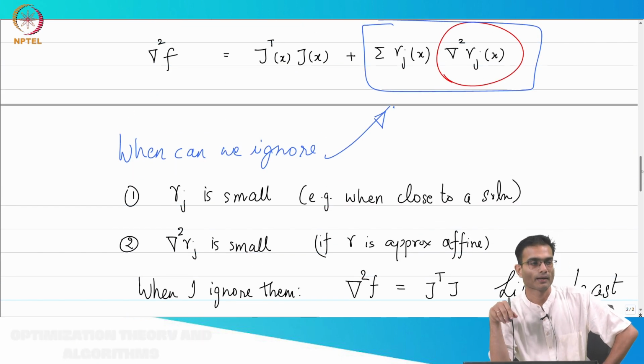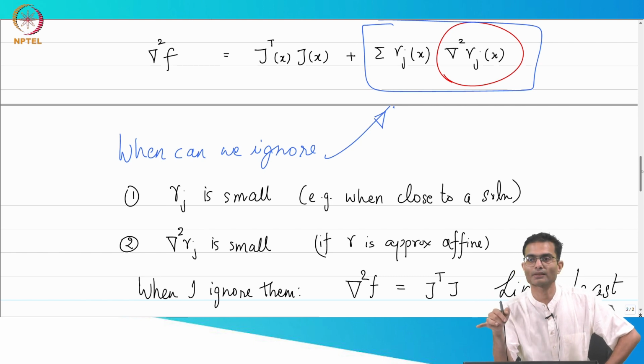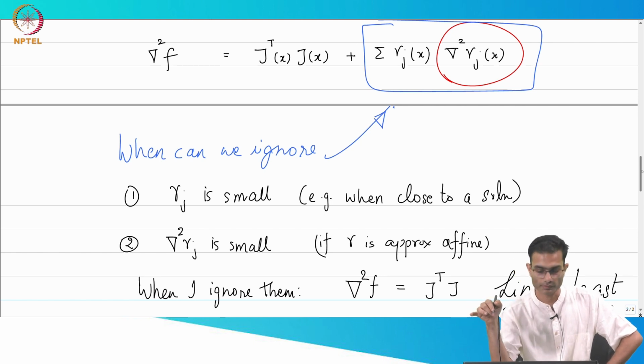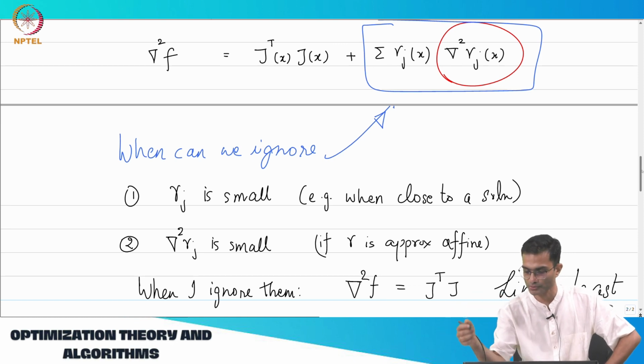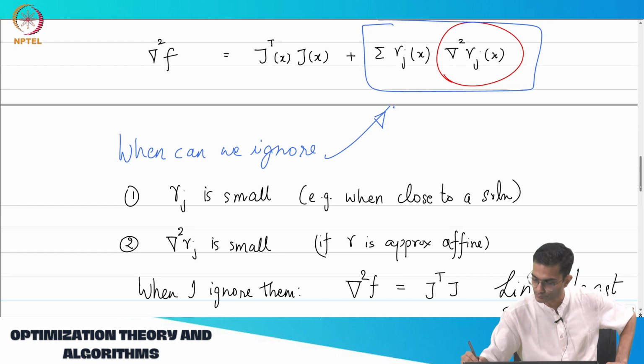We will also talk about nonlinear least squares when the second term cannot be ignored. As you can imagine, there is computationally more work involved in solving a nonlinear least squares problem.